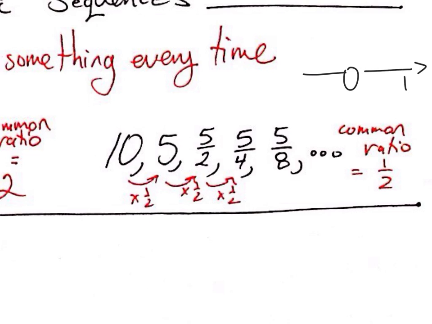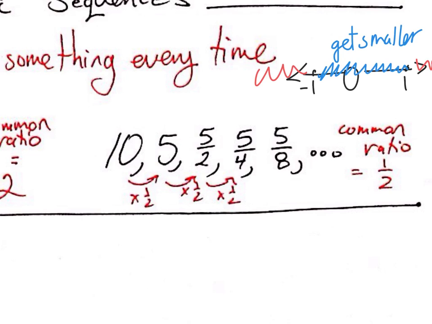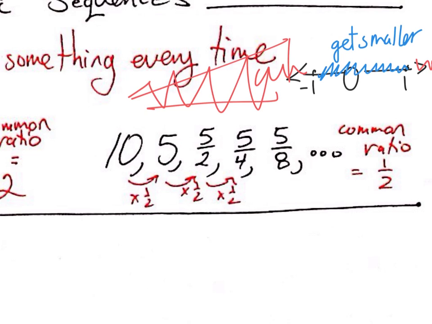Notice how if the common ratio is less than 1, like here's 0 on a number line, here's 1, and here's -1. So if the common ratio is within here, the terms get smaller, or closer and closer to 0, and that'll come into play later. If the common ratio is out here or out here, the terms are going to get bigger, or diverge, we say. I have a graph later.